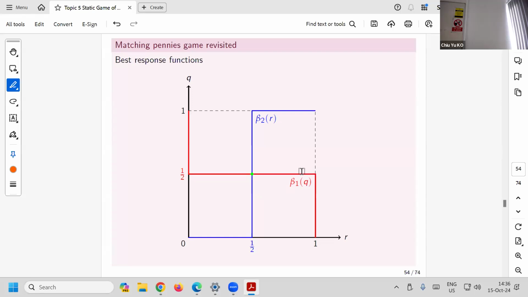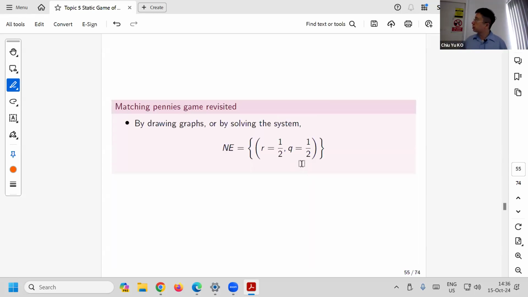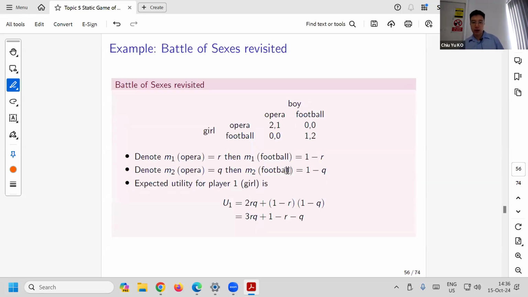And of course, you may say, okay, this is not the way I understood it in undergrad, right? But very soon, let me show you the next example. You will see the benefit of doing it formally. Okay. So for this example, this is the only equilibrium here. Okay. So let's see this example, battle of the sexes.